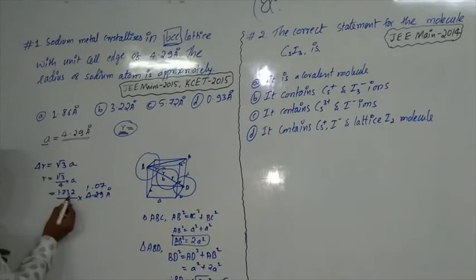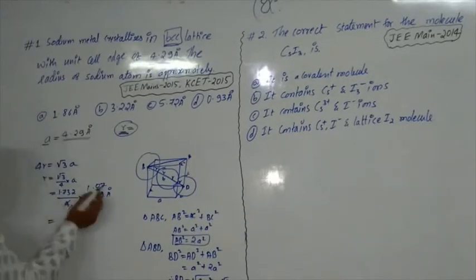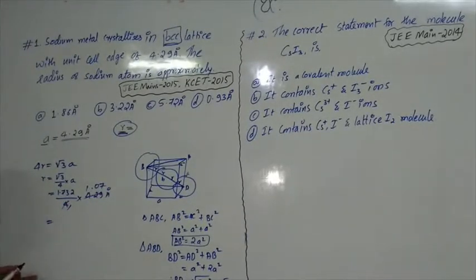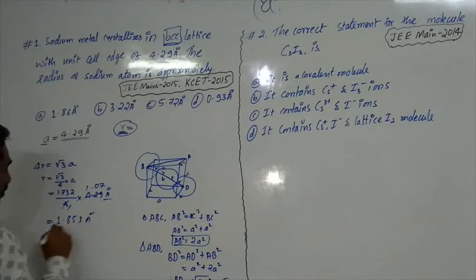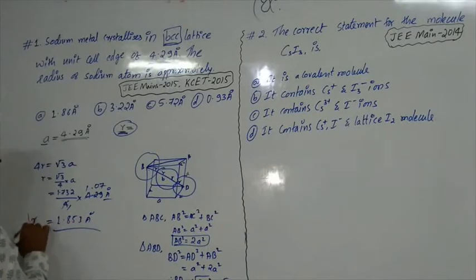Okay, 1.732 into 1.07. Let's multiply. It's very simple. Now it becomes very simple. 1.07 into 1.732 comes out to be 1.853, and the unit is angstrom. So the radius is approximately 1.853.